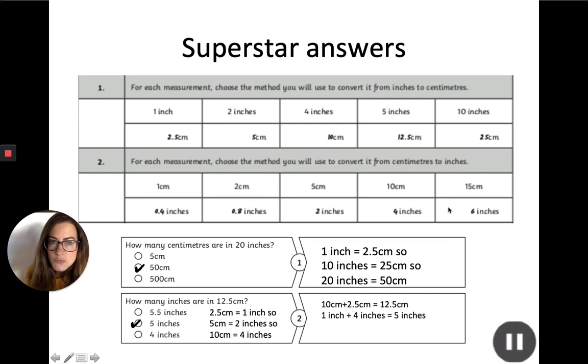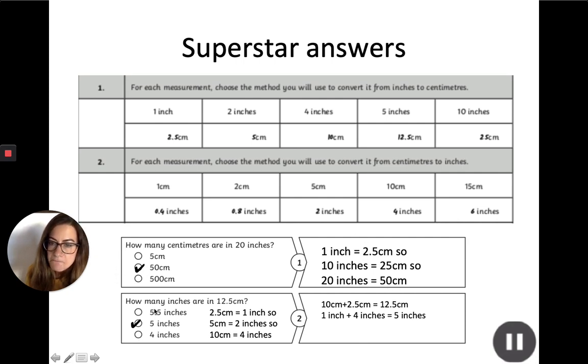How did you do, superstars? So here are your answers for the first part of your task. Down here, I've written the calculations because it said show your working, show how you worked it out. How many centimetres are in 20 inches? Well, I know that 1 inch is 2.5 centimetres, so that means I know that 10 inches is 25 centimetres, and then I double that to find 20 inches, which is 50 centimetres. So that was my working out.